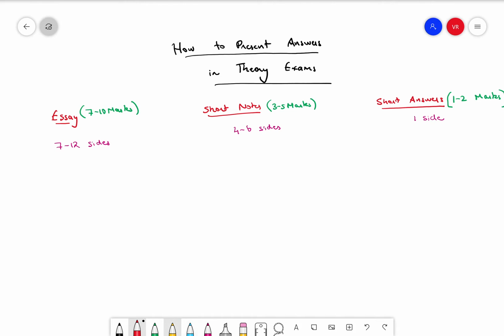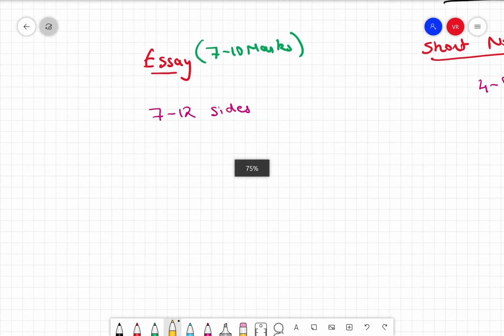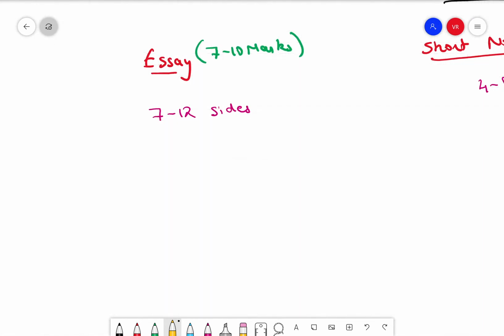So, the first thing you need to know is the number of sides you're going to write the answer for. In case of an essay question, you need to have a minimum of 7 sides and a maximum of 12 sides would be more than sufficient. Anything beyond that, you're wasting time on that question.